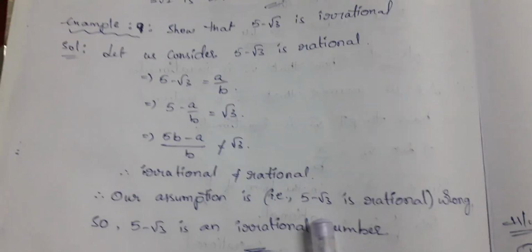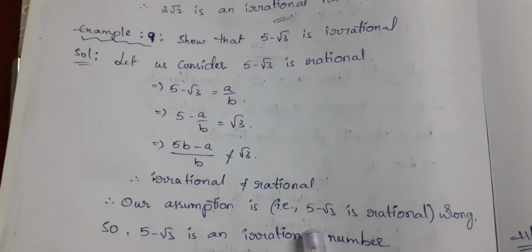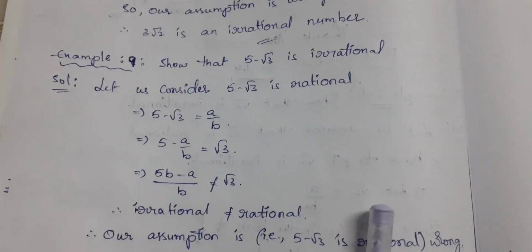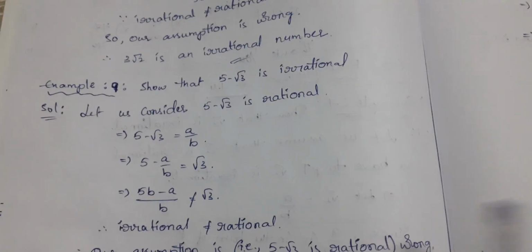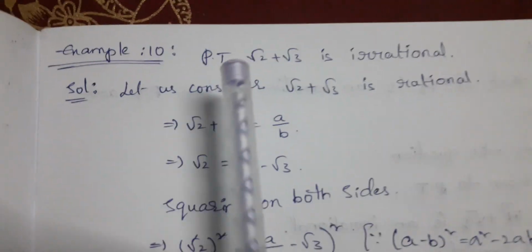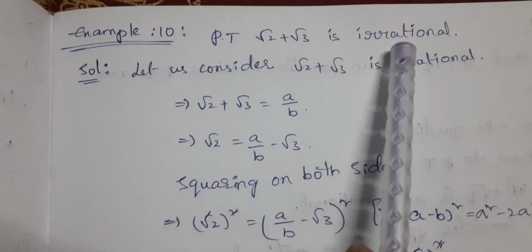Okay, so up to here it is a very easy process, but I'm going to the next example. It is very difficult, just try to understand because it is an important problem for 4 marks. See here, example 10 I'm going to explain. Prove that root 2 plus root 3 is irrational.